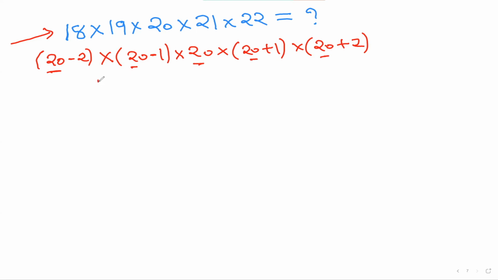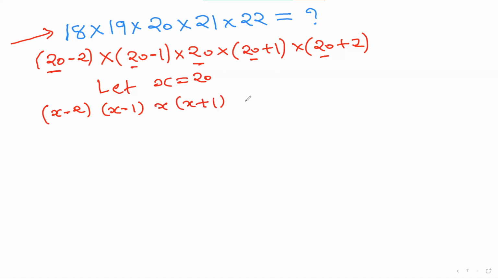So I'll let x equal to 20. So I'll replace my 20 with x. So that will give me x minus 2, x minus 1, multiplied by x, multiplied by x plus 1, multiplied by x plus 2.